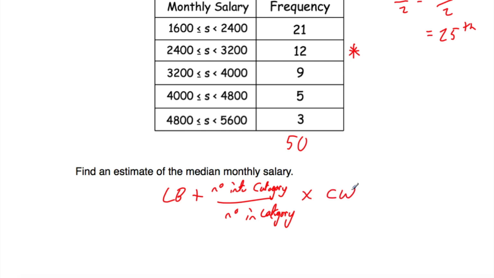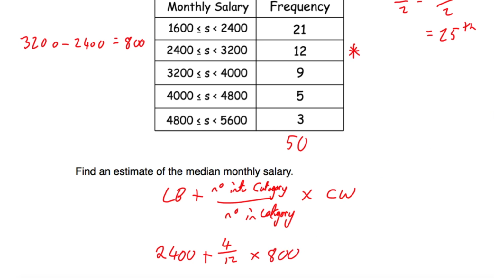times the class width. In terms of this category, the lower bound is 2,400, so 2,400 plus the number into the category. We're looking for the 25th value. We've had 21 so far, so we need to go 4 into this category. In that category there's 12, so it's 4/12 of the way through that group, and then times the class width. If we do 3,200 take away 2,400, that's the class width, how wide that class is, and that's equal to 800. So we're going to multiply by 800.